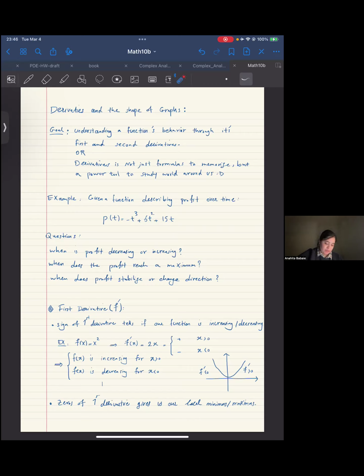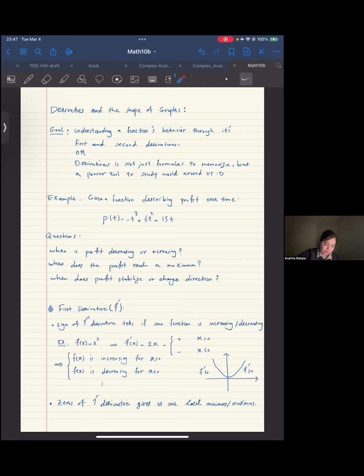Going through the first derivative, the sign of the first derivative tells us if a function is increasing or decreasing. If the sign of the derivative of a function is positive, we know that wherever the sign is positive, our function is increasing. And when the sign is negative, we know that our function is decreasing.